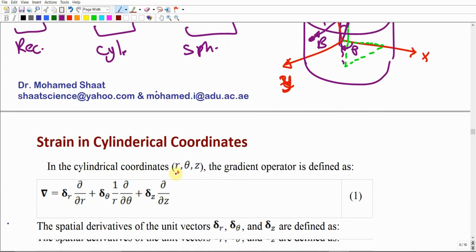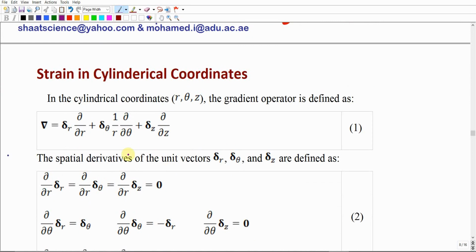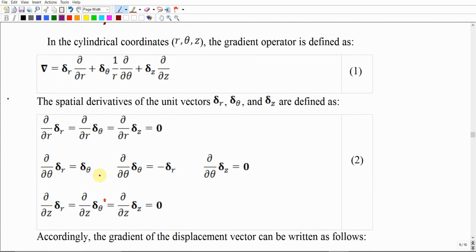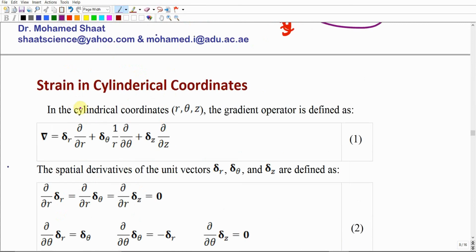But the thing that I'd like to demonstrate here is that we are interested in finding the strain in the cylindrical coordinate. The same goes for the rotation tensor, but let us focus on the strain, and this is the important thing. That's why I'm going to present here how we can derive or represent the strain in the cylindrical coordinate very quickly. All right.